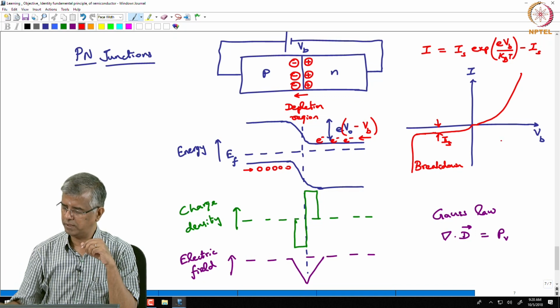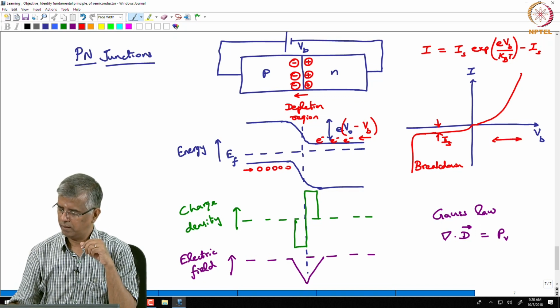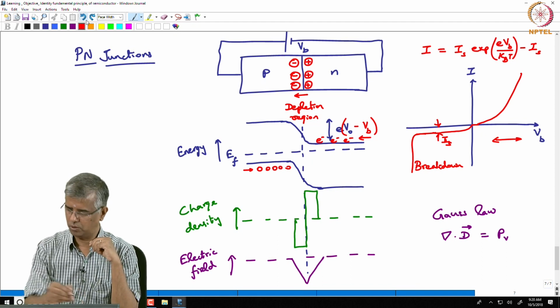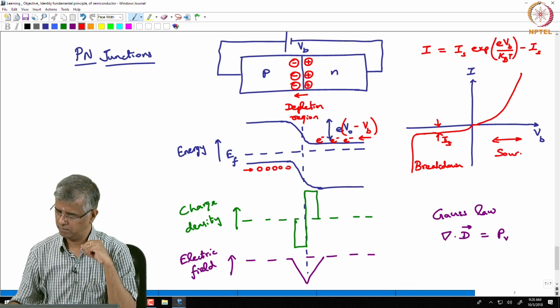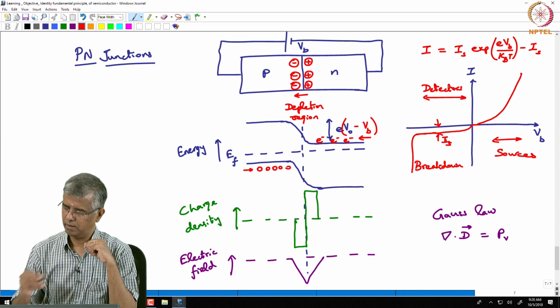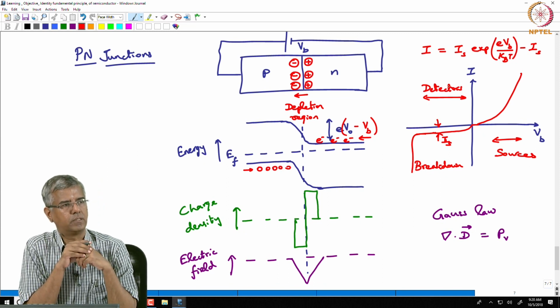So, in this region we will have all your sources operating, and we will see that all our detectors are operating typically in this region.